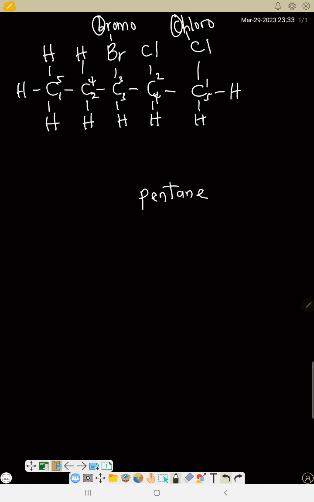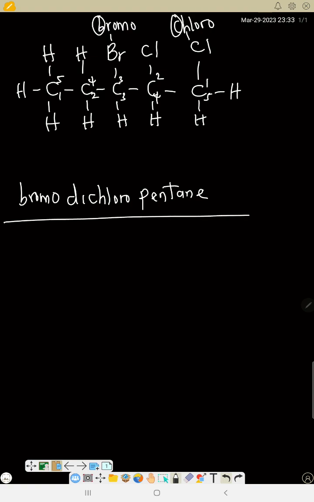So I have how many chlorine? 2 chlorine. 2 chlorine will be dichloro. And I also have bromo. So I'm just writing it to see how you can go about it. So 5 carbon is pentane because of single bond. You also have 2 chlorines, that is dichloro. You also have 1 bromine, that is bromo.